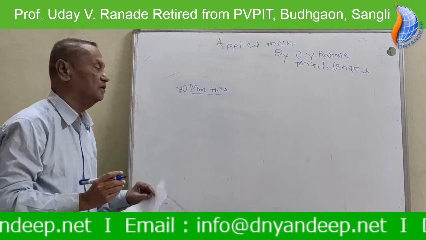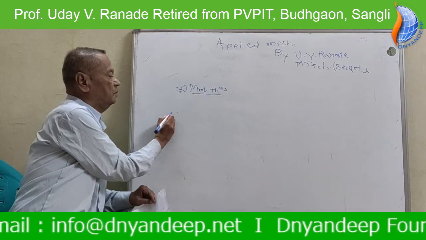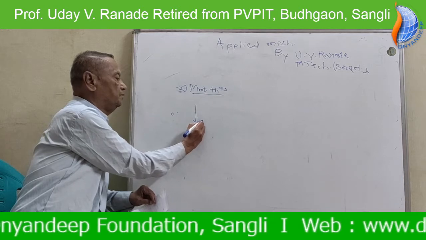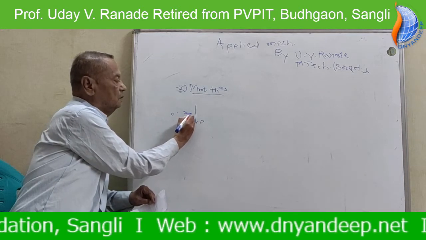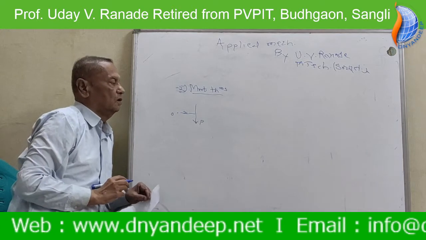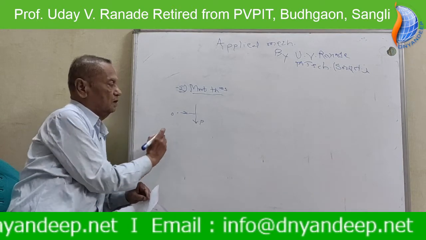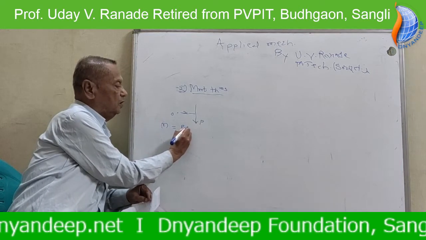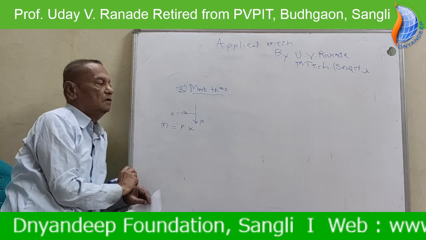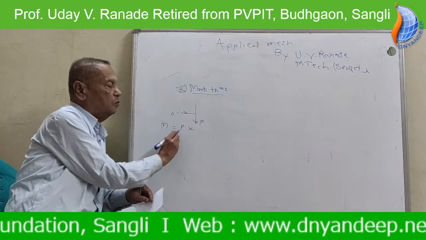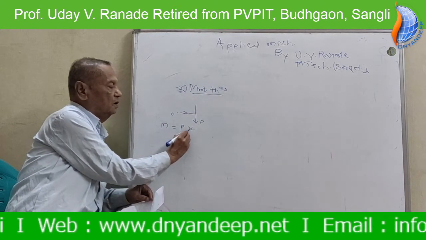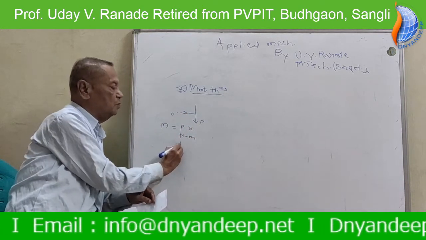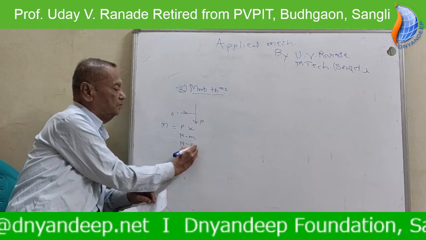Now before that, what is moment? Consider a force P and a point O. If x is the perpendicular distance from point O to force P, then moment M is given by P into x. So what is the unit of moment? The unit of force is N, Newton, and this is distance, so Newton meter. Sometimes it may be Newton centimeter or whatever it is.